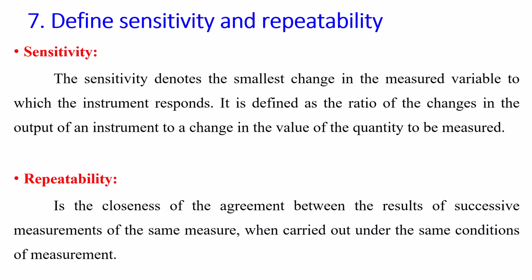Second term is repeatability. It is the closeness of the agreement between the results of successive measurements of the same measure when carried out under the same conditions of measurement. So repeatability means we are taking successive measurements of the same item, and it indicates the same values again and again. That is repeatability.